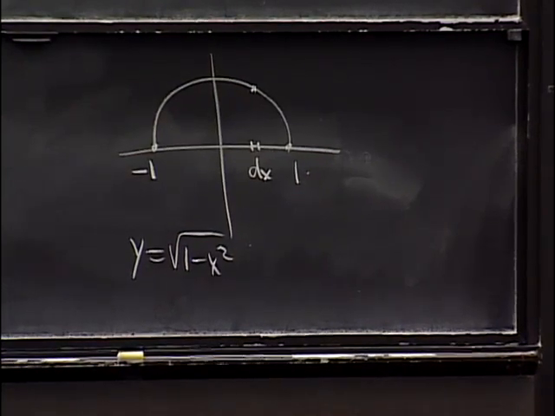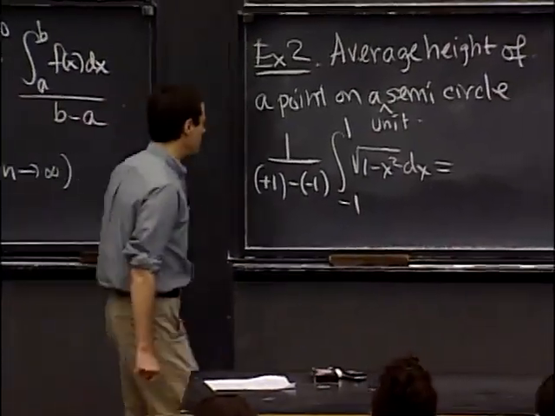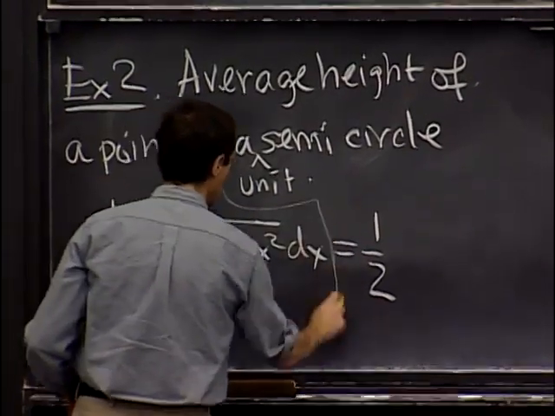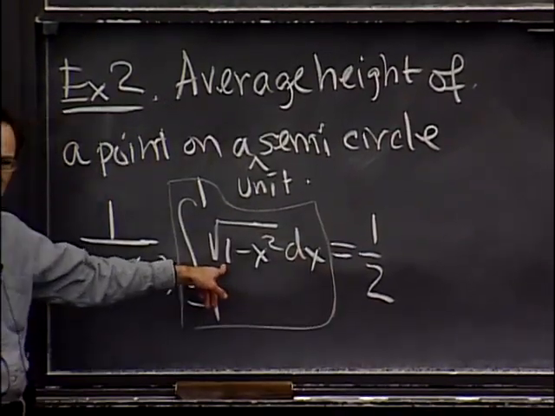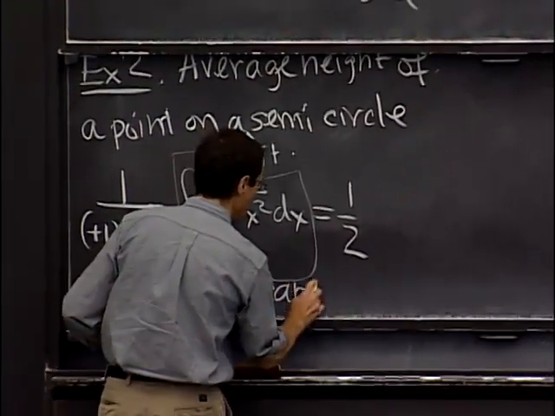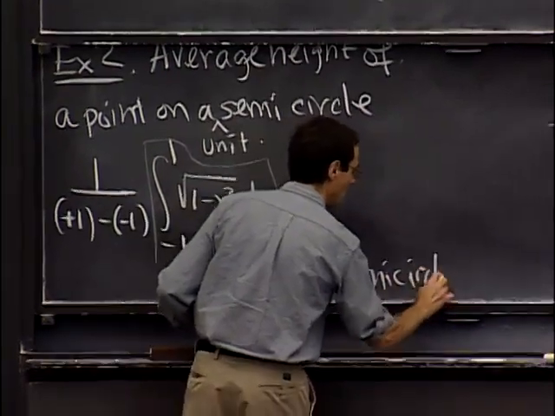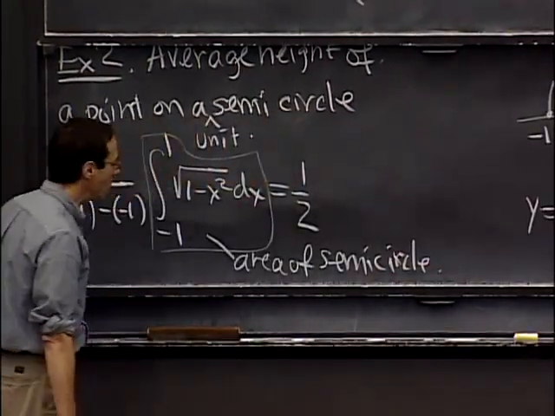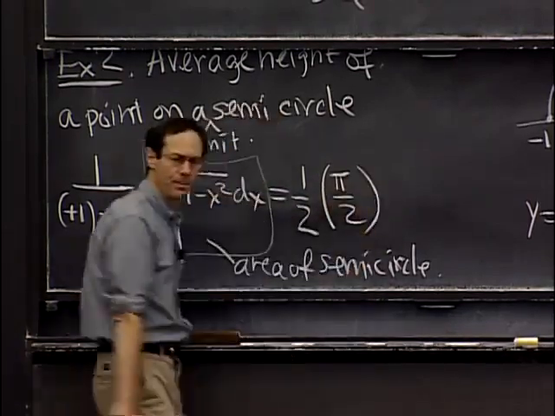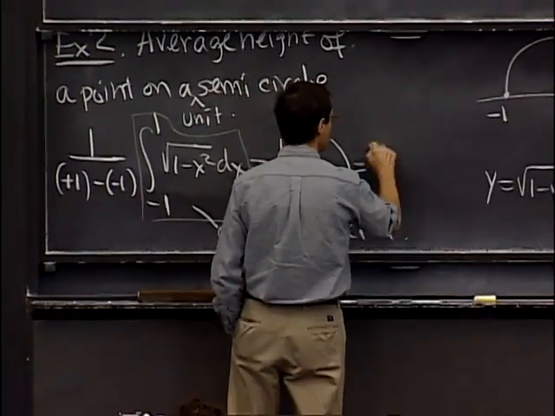And to evaluate this is not as difficult as it seems. This is 1/2 times this quantity here, which we can interpret as an area. It's the area of the semicircle, which we know to be 1/2 the area of the circle, so it's pi over 2. And so the answer here, the average height, is pi over 4.